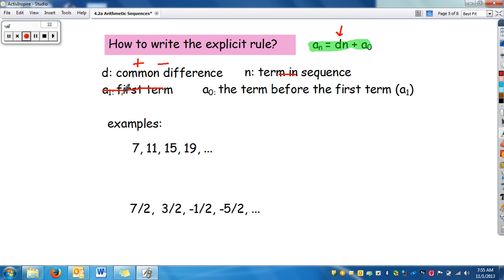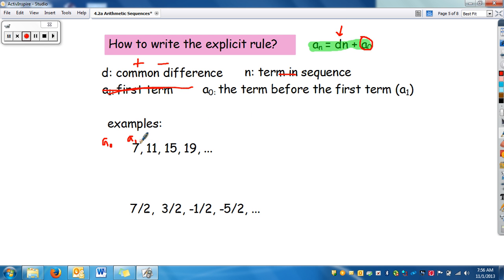We don't need this, actually. But a sub 0, the term before the first term in the sequence. So a sub 0, everything always starts with a sub 1. So here 7 is a sub 1. I want to know the one that comes before it, if you would go before a sub 1. And that's what goes here.